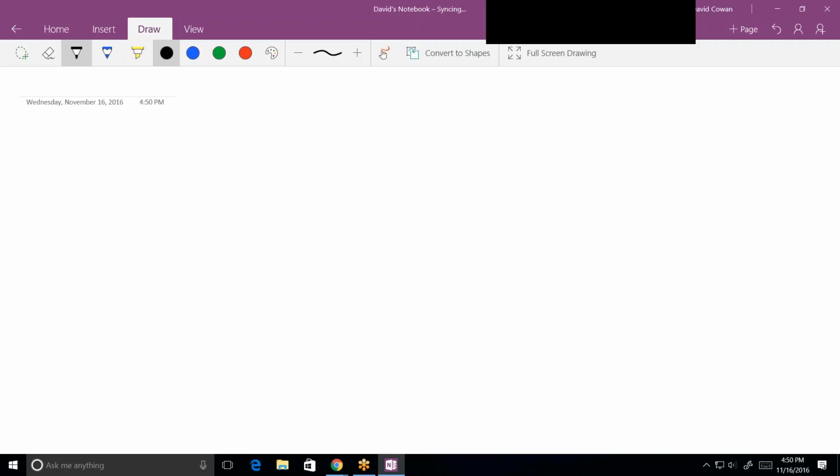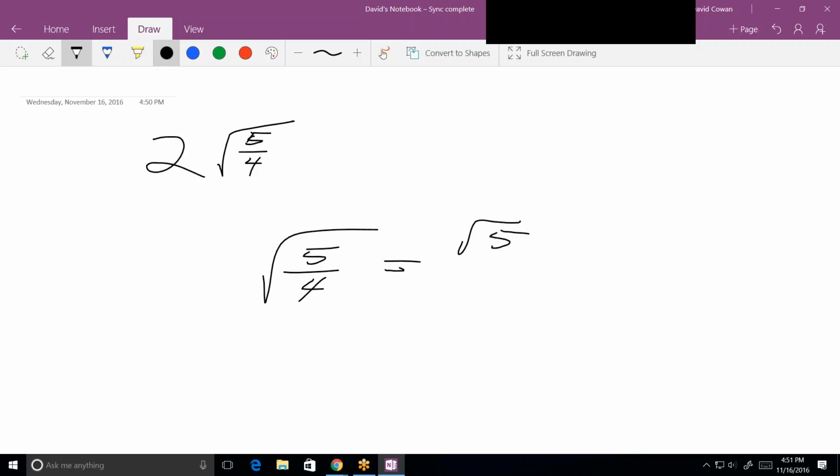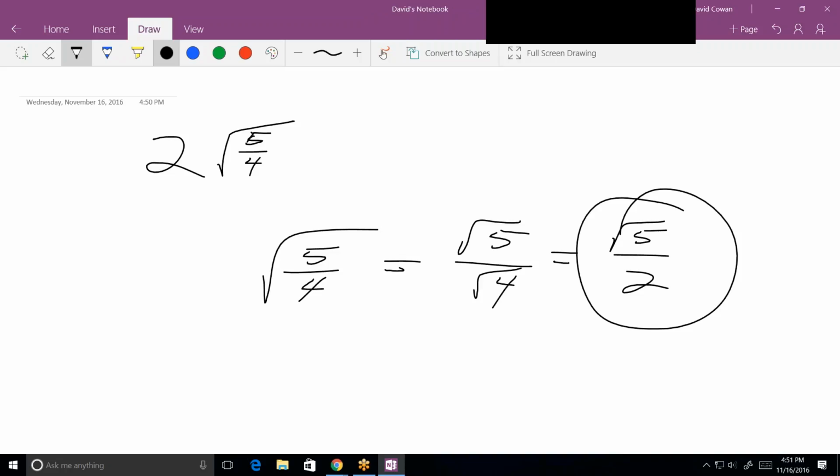Let's see. I have 2 times the root of 5 fourths. 2 square root of 5 fourths. Yes. Okay. Well, let's talk about square root of 5 fourths. That's the square root of 5 over the square root of 4. Or just like multiplication, we can take division and separate it into 2 separate radicals. Well, notice that's the square root of 5 over 2. That's fully simplified.